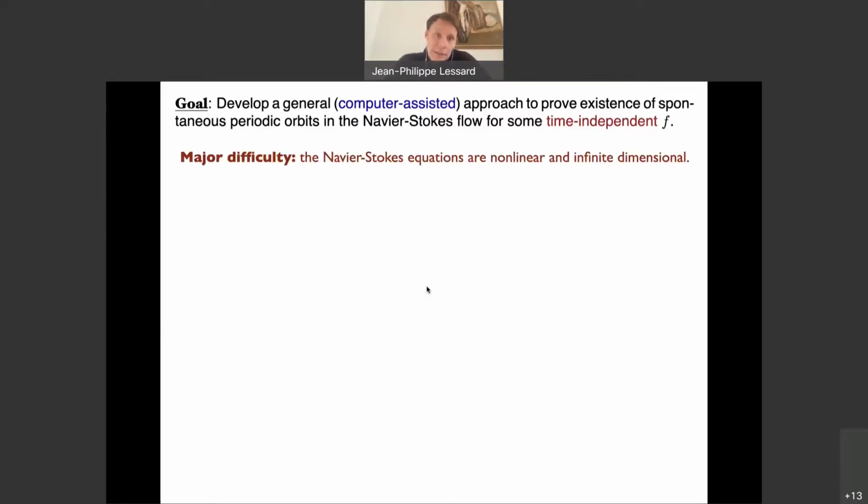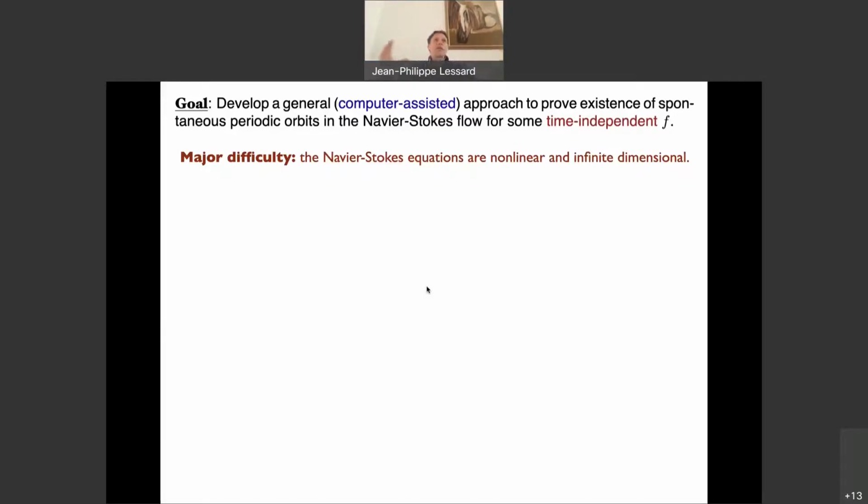And why is it? Well, because the Navier-Stokes equations are nonlinear and they're infinite dimensional. That's a pretty serious obstacle, right? If you think of systems of equations in finite dimensions, let's say a set of nonlinear equations that you want to solve, it's extremely hard to actually prove the existence of solutions, right? You can use Newton's method, you can use iterative methods to compute approximate solutions, but even to prove their existence, it's a non-trivial task.